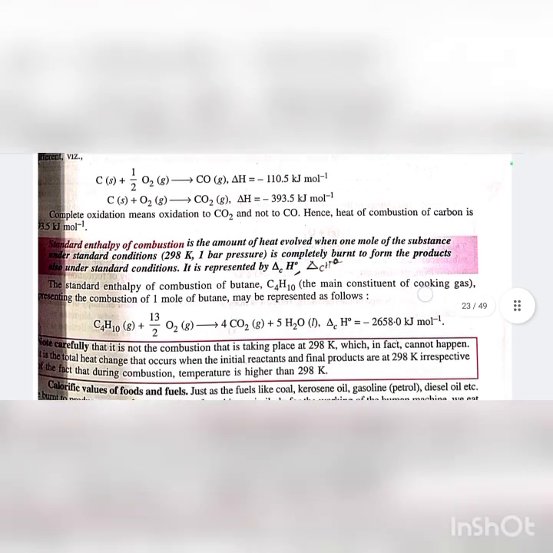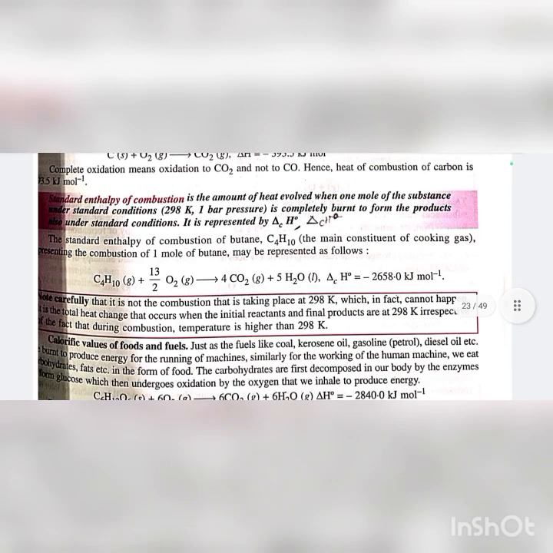Standard enthalpy of combustion is the amount of heat evolved when 1 mole of a substance under standard conditions, that is 298 Kelvin temperature and 1 bar atmospheric pressure, is completely burned to form the products also under standard conditions. It is represented by delta C H naught. The standard enthalpy of combustion of butane is minus 2658.0 kilojoule per mole.